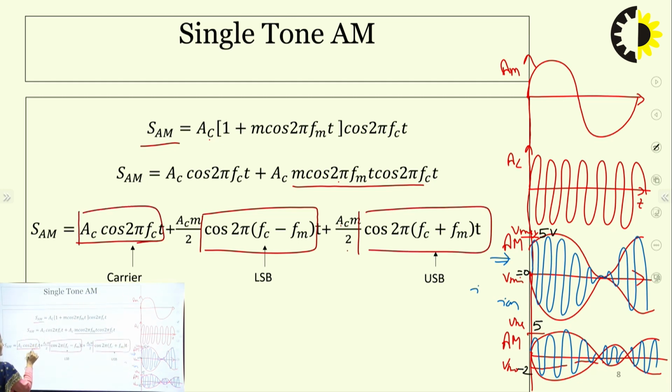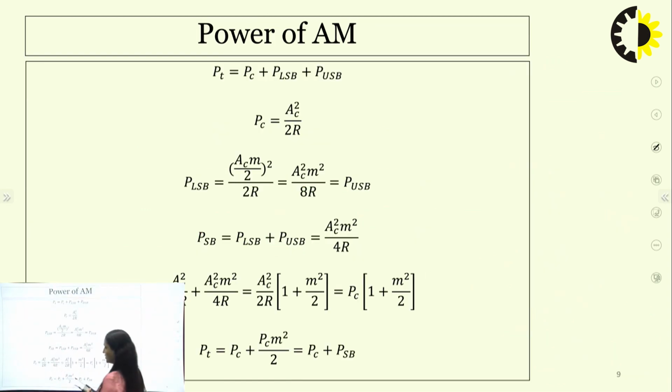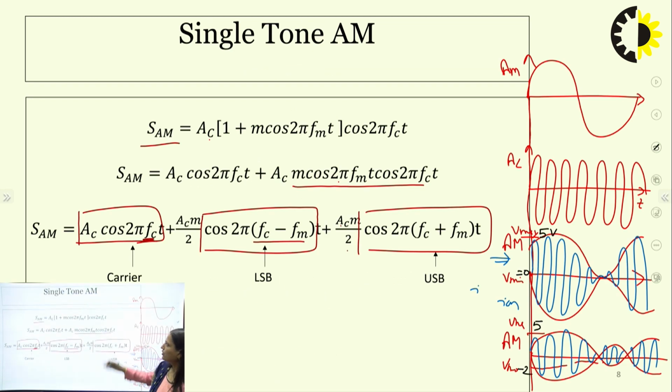So this is the carrier which is working at a single frequency of FC. This is your lower sideband. Why is it called lower sideband? Because the frequency is FC minus FM, which is less than the carrier frequency. This is upper sideband, FC plus FM, because the frequency is more than FC. Okay, so this is all about your single tone AM.